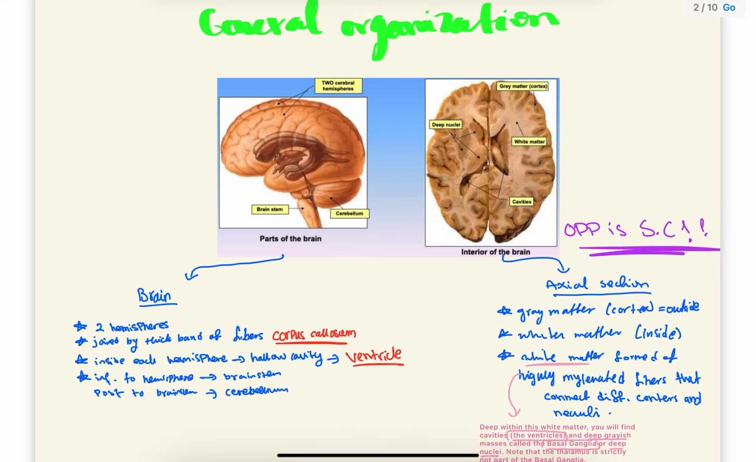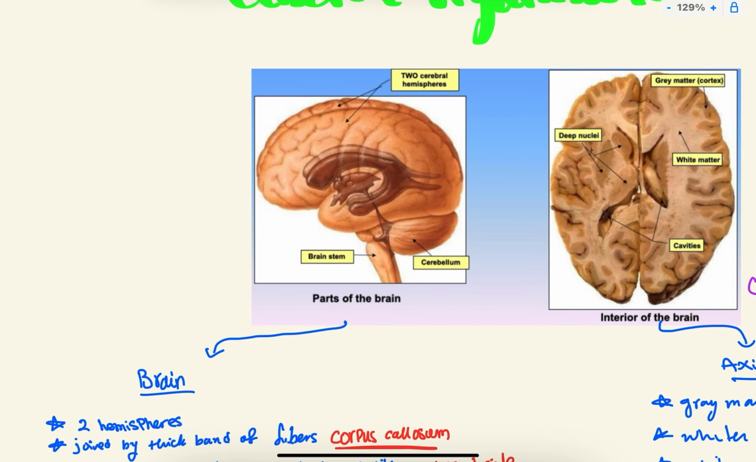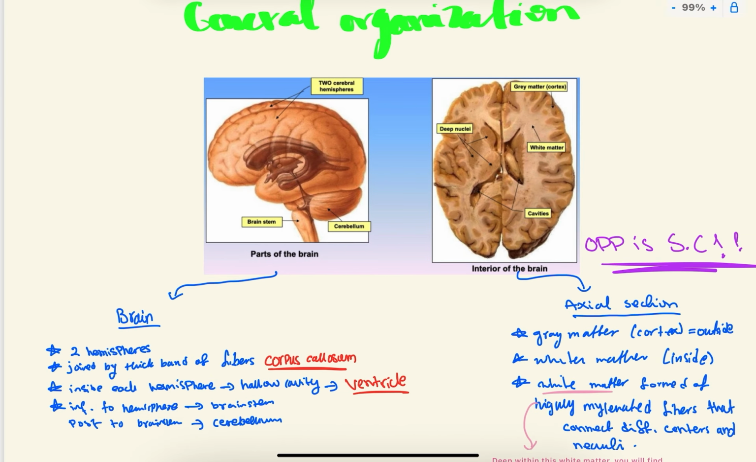When we talk about the general organization, we're going to look at the brain right here, and we will see that we have two cerebral hemispheres, this hemisphere and this hemisphere. It's very important to know that both hemispheres are joined by a thick band of fibers, and this is called the corpus callosum.